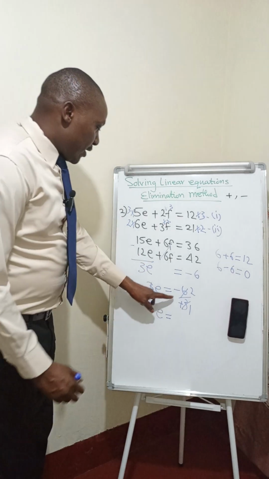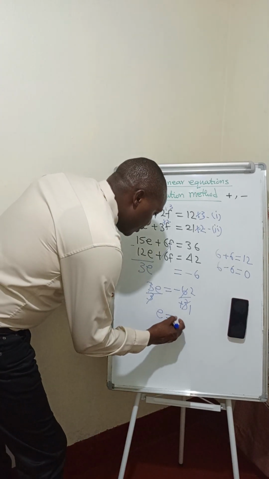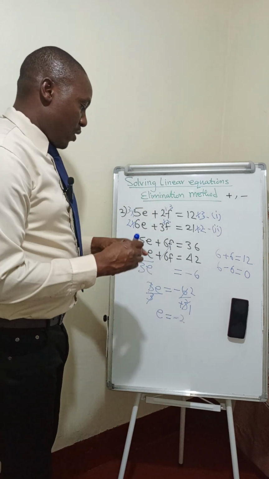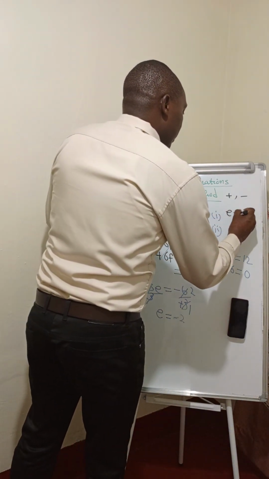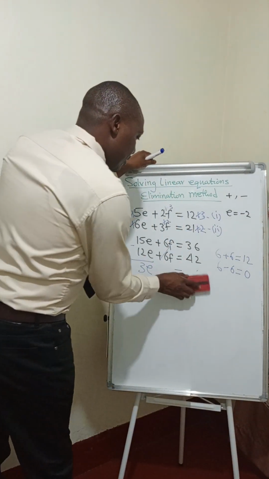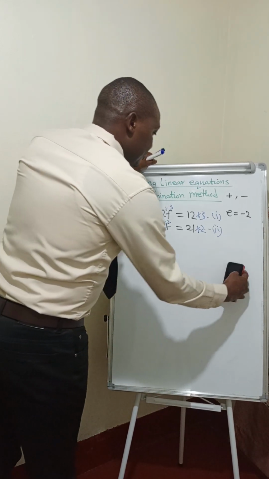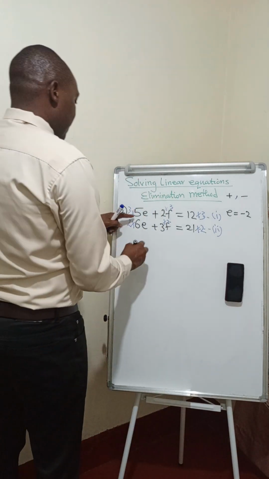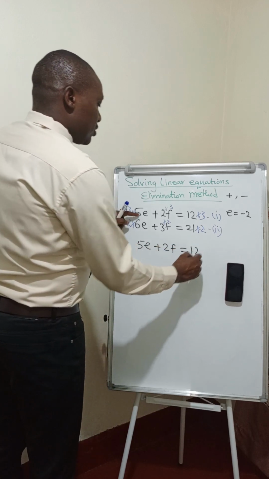Now, because we are dividing a negative number by a positive number, our answer will be -2. So e is equal to -2. Good. Let's now get the value of f. How do we get the value of f? Just pick one equation here. I can pick 5e plus 2f is equal to 12.